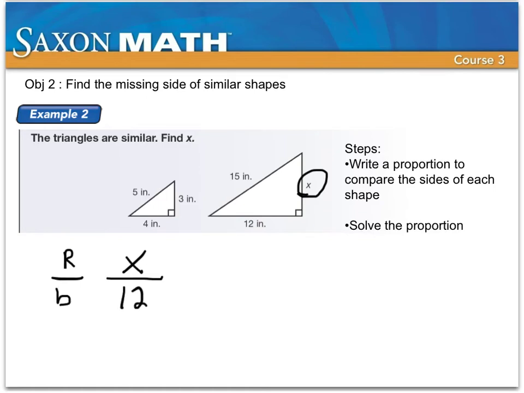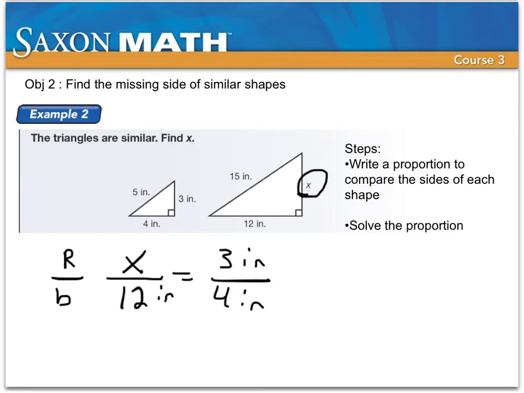So I picked the bottom side. So the right side over the bottom side has to equal, then we're going to go to the other shape and do the right side. I'm sorry, I should put labels. Over the bottom side, which is 4 inches.